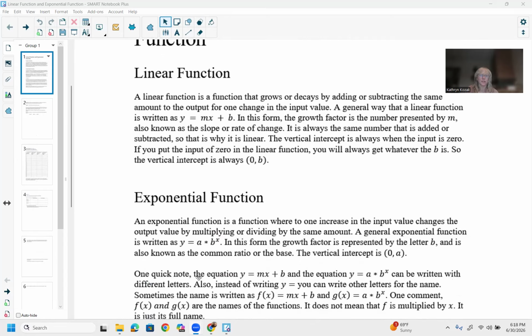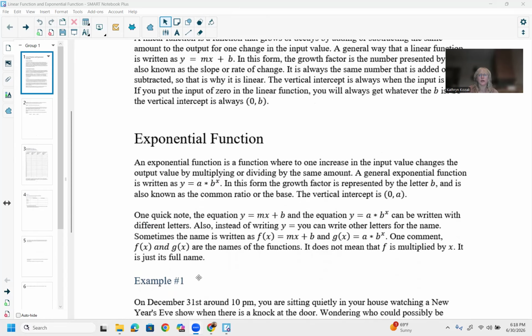An exponential function is a function where one increase in the input value changes the output value by multiplying or dividing by the same amount. A general exponential function can be written as y equals a times b to the x. In this form, the growth factor is represented by the letter b and is also known as the common ratio or the base. The vertical intercept is (0, a).